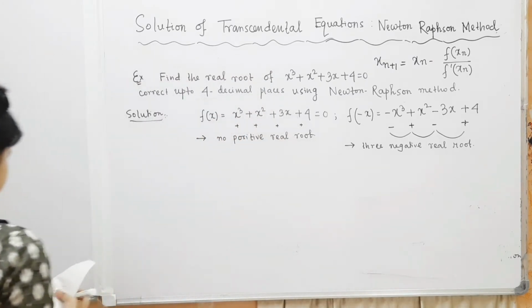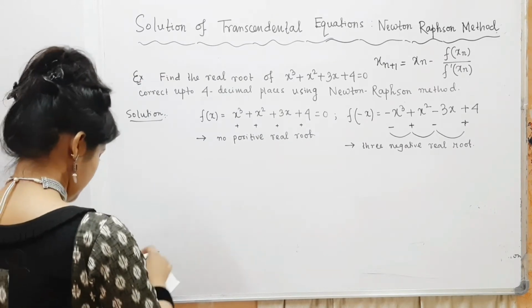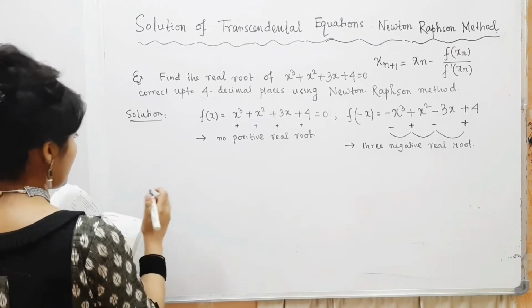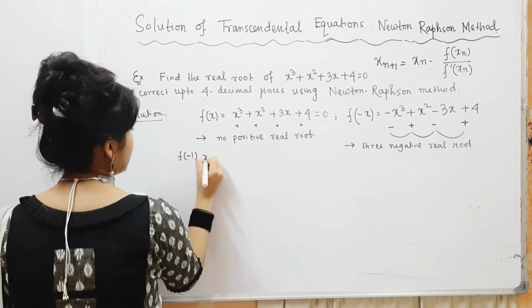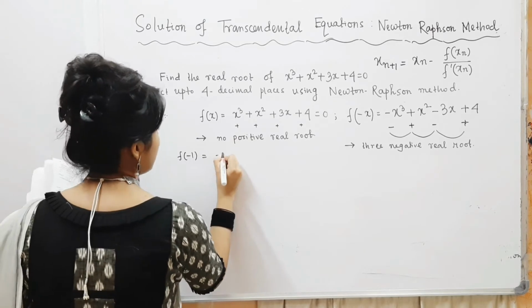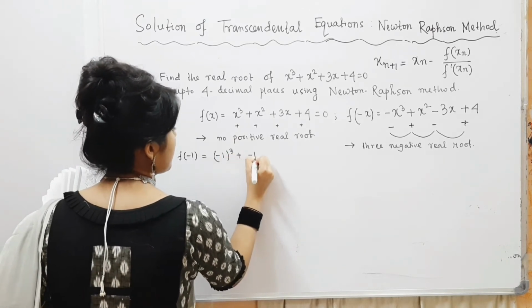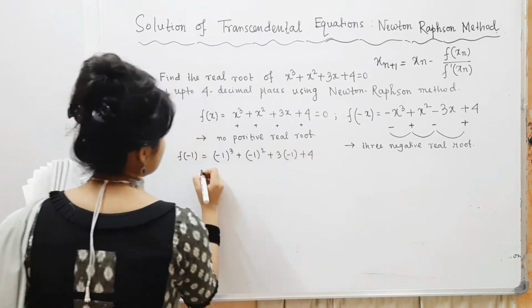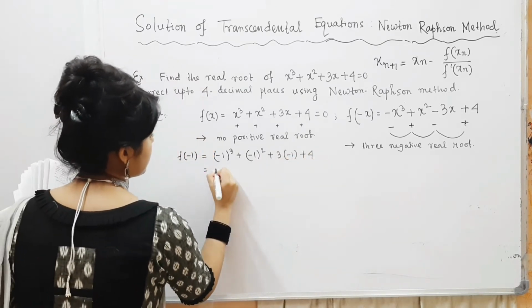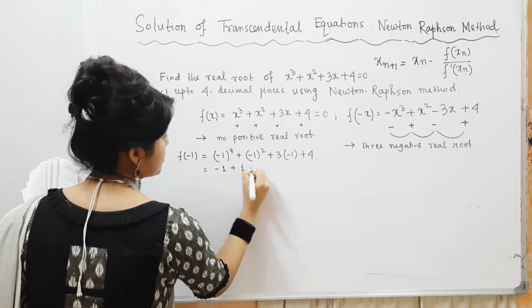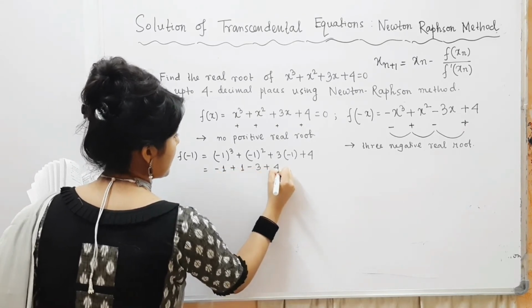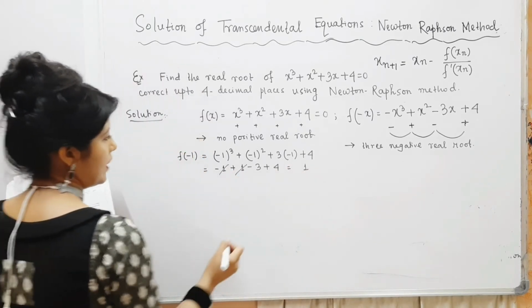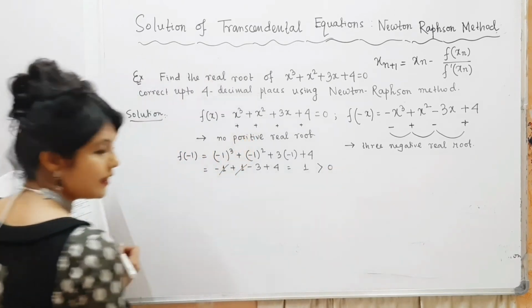I am considering f of minus 1. So what is f of minus 1? That is minus 1 whole cube minus 1 whole square, 3 into minus 1 plus 4. So it is minus 1, this is plus 1, this is minus 3, this is plus 4. Therefore this one is cancelled out, and this is 1. So this shows that this is greater than 0.